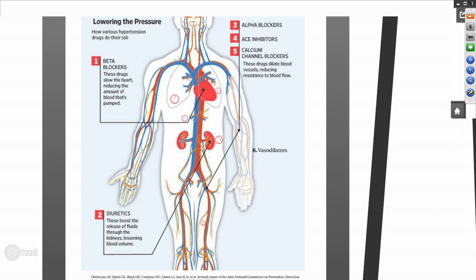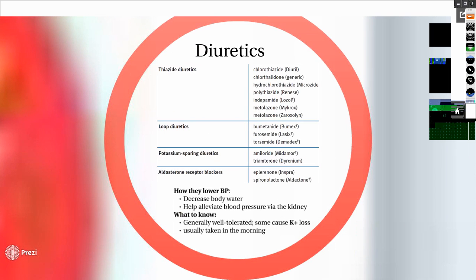Let's start in the kidneys. So diuretics. This is the first class. We have about 4 types: thiazides, loops, potassium sparing, and aldosterone receptor blockers. Without going too much into the pharmacology, we know that diuretics, people call them water pills, right? And they're so good at their job because what are they doing? They're decreasing body water. They're helping alleviate blood pressure. Why? Because we have this hypervolemic state, right?